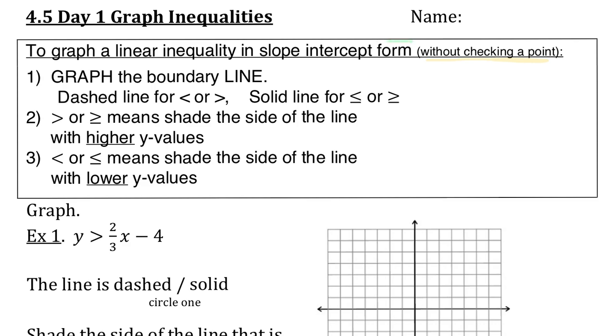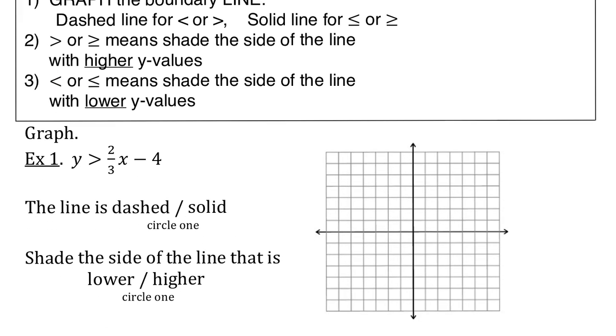Okay, this also only works when it's in slope-intercept form, so it has to be a y alone on this side. We're going to graph the boundary line just like before, dashed line for less than or greater than, solid line if there's an equal sign. The only thing that's different is if it's greater than or equal to, we shade the side of the line with the higher y values. If it's less than or equal to, we shade the side of the line with the lower y values. And then we don't check a point. Okay, let's try it.